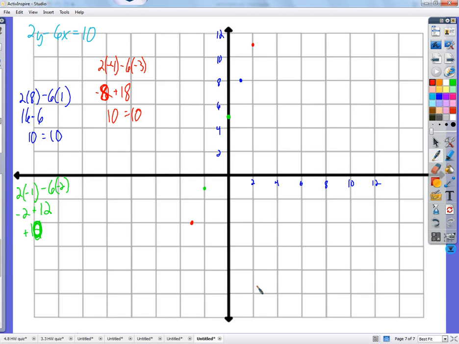Then, following that pattern, I think that negative 4, since these are spaced out by 2, negative 4, negative 2, 4, 6. I didn't do any of the math. I didn't plug those in yet. But do you think that's a solution as well? Maybe. Maybe, not definitely not.